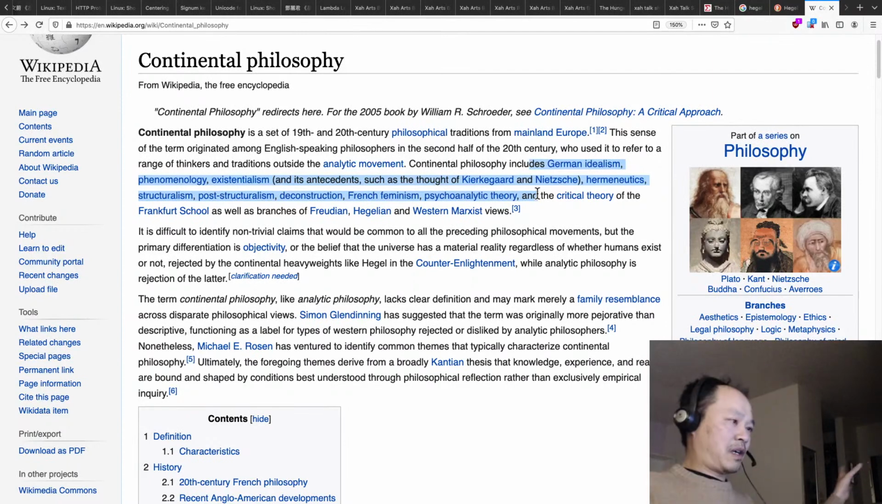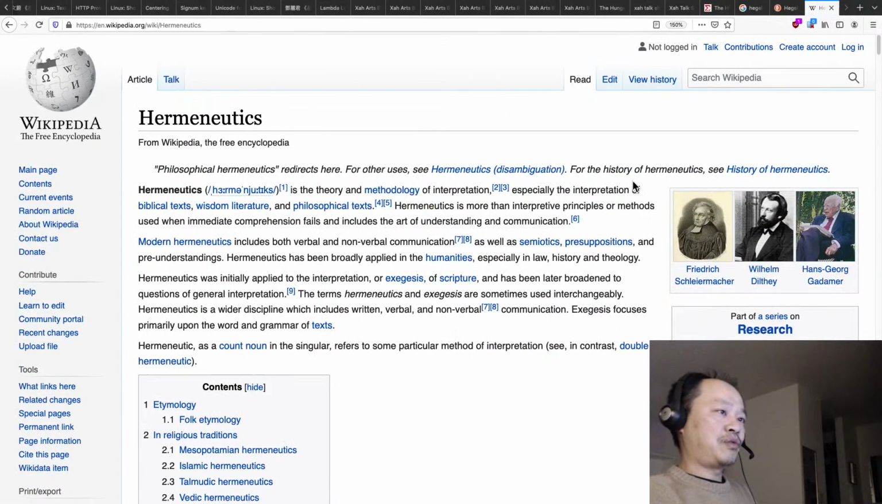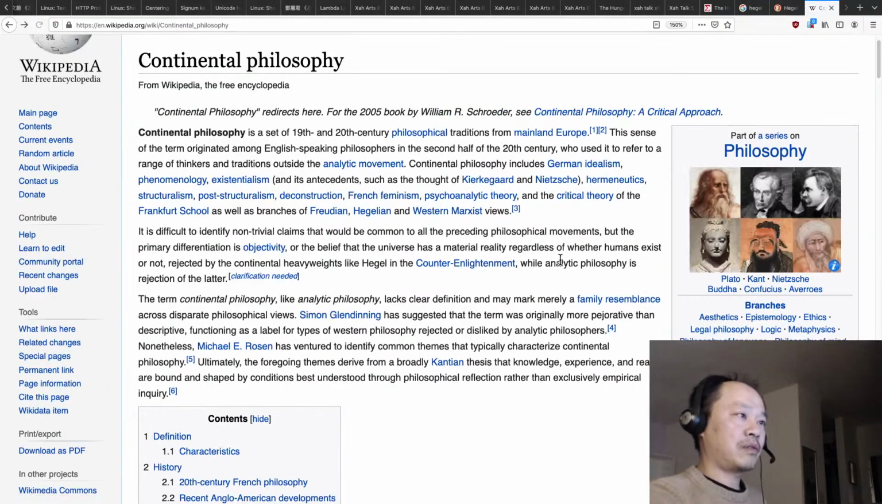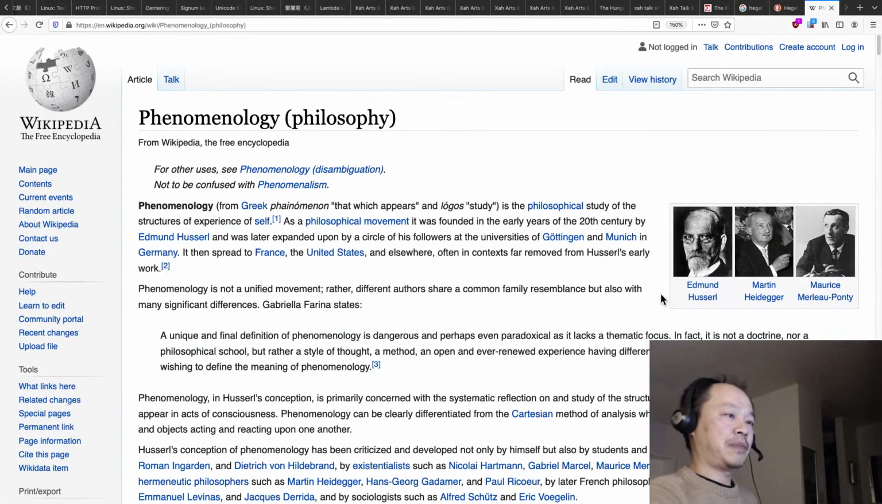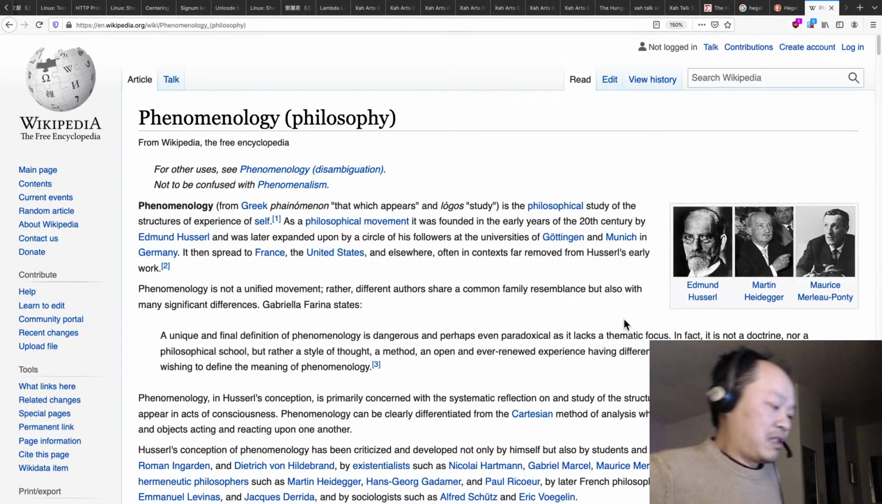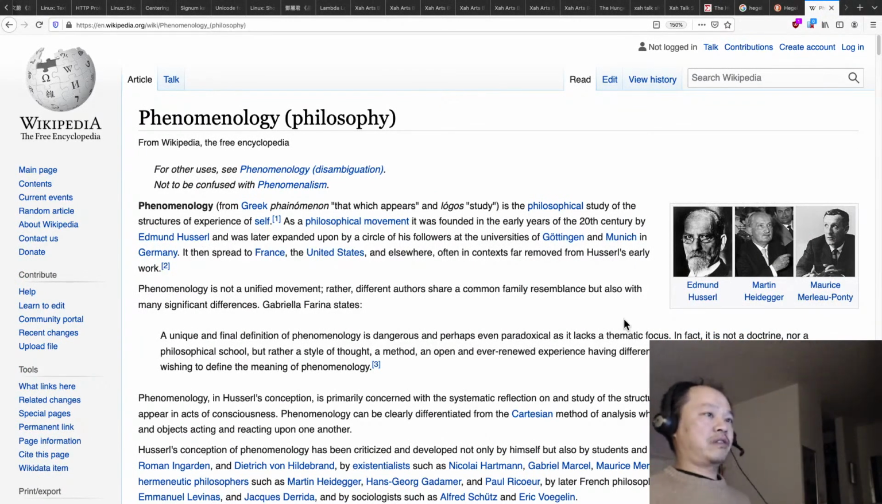Because philosophy is very complicated. It's about thought. It's about thinking about the universe. So throughout history, people have had some ideas. For example, hermeneutics. The guy who created hermeneutics, what's his name? No wait, I'm talking about phenomenology. The guy who created phenomenology, Edmund Husserl. He is a mathematician, so he created phenomenology originally to study what is a number.